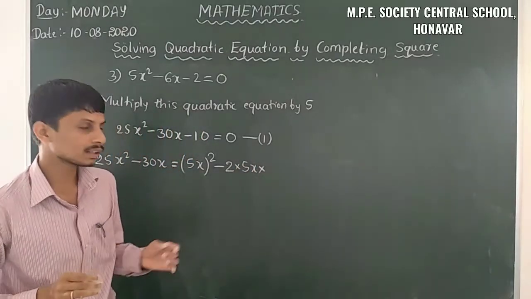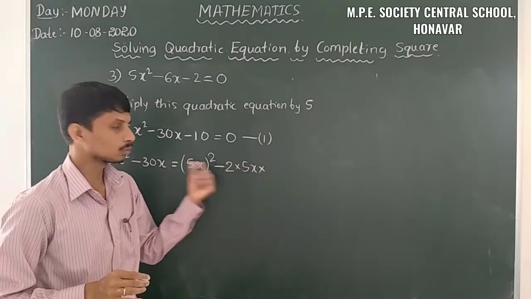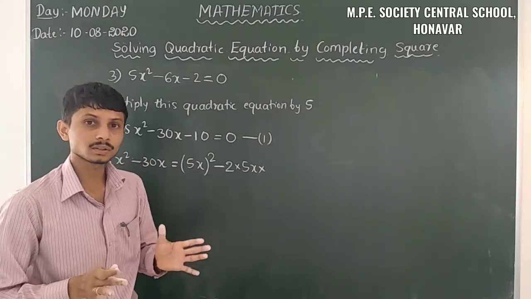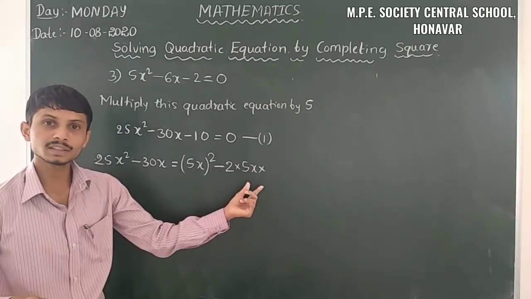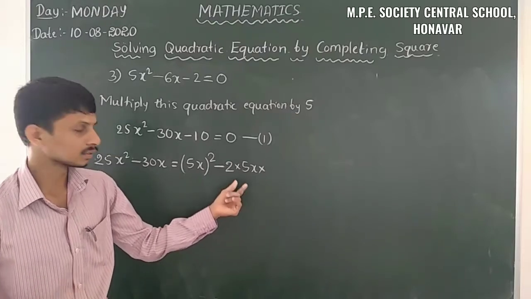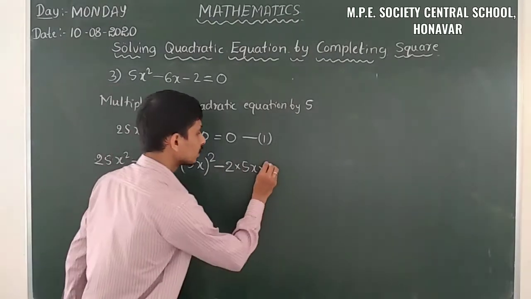Then what is the remaining term? Just observe 5 and 2. That means 10 is over. We want 30, so that means 2 into 5 is over. 10 remains, 10 already has. So here we have to multiply with 3.